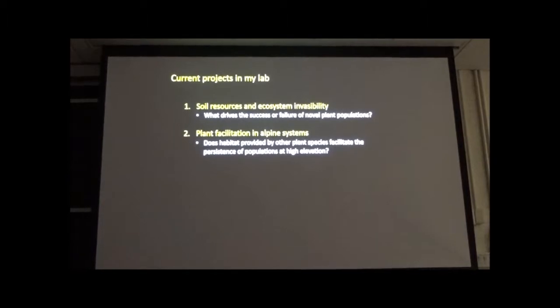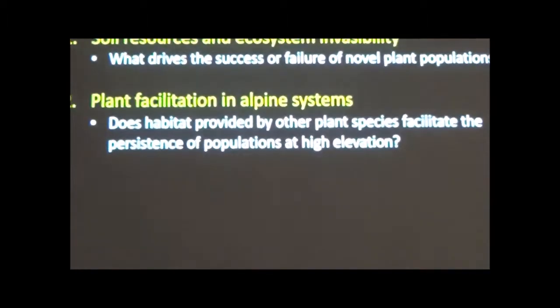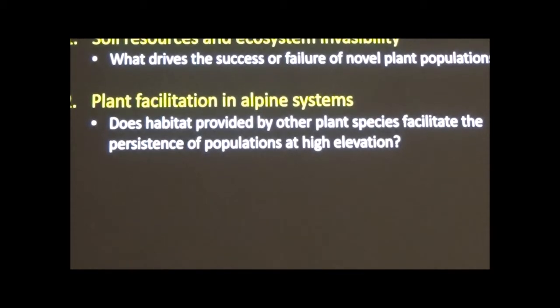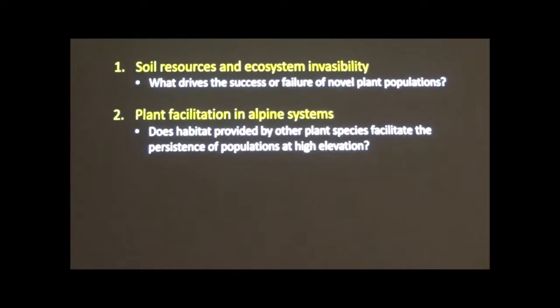So another way of framing that is, does habitat provided by other plant species facilitate the persistence of populations at high elevation? There's been a lot of work in plant facilitation, but much less so from a demographic perspective. There's lots of evidence that plants can benefit other plants in certain environments, but how does that scale up to whether the population is going to persist or not?